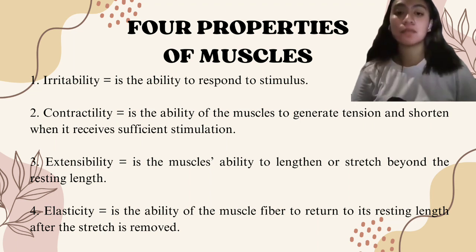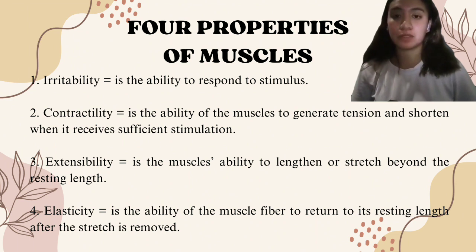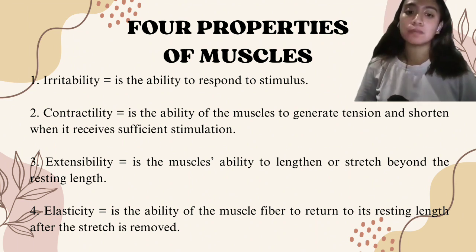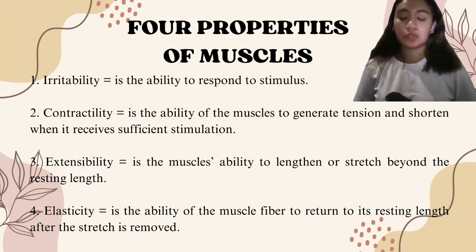Number three, extensibility is the muscle's ability to lengthen or stretch beyond the resting length. Muscles can extend or stretch to accommodate changes in body positions or movement. This property is crucial for flexibility and range of motion.